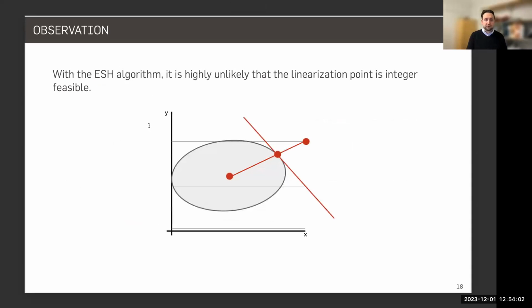And I want to start by a simple observation that we made when we started the project. If we now use the ESH algorithm, we take a point on the outside, we project it onto the feasible set, then it's very unlikely that the point here on the boundary will be integer feasible. The cut will be tight at this point, but it will not necessarily be tight at integer feasible solutions. So for example, along this line or that line.